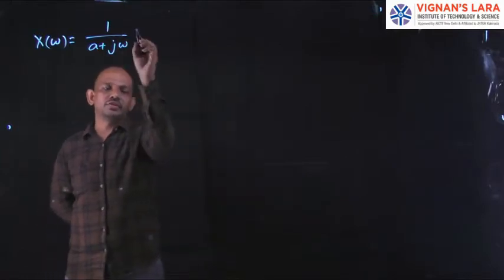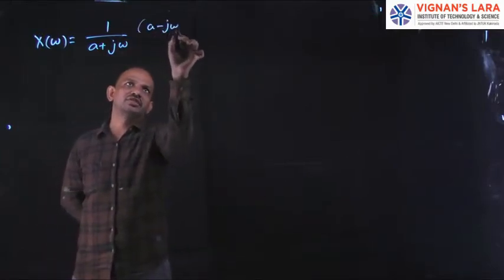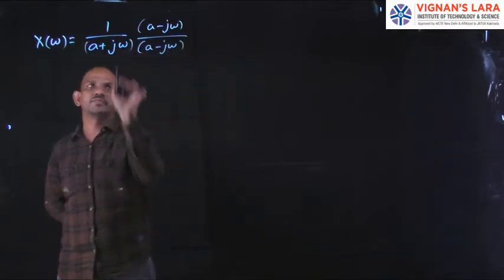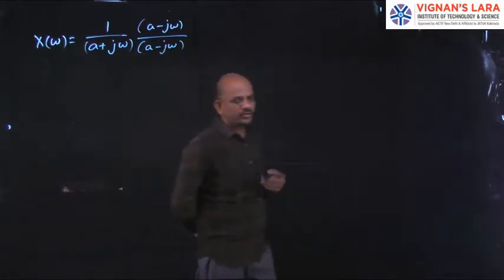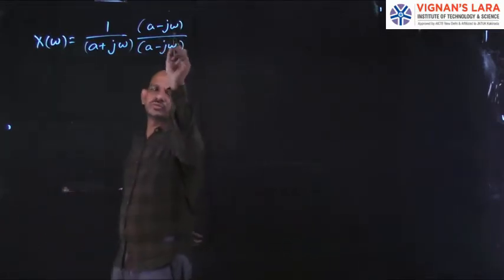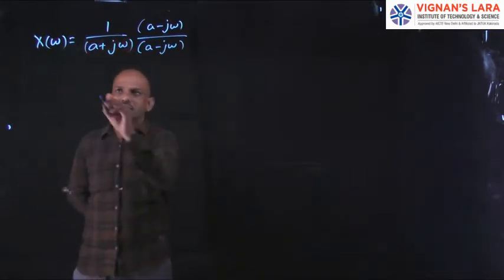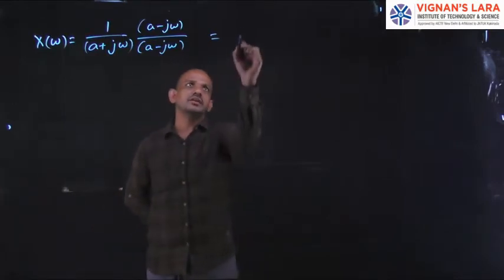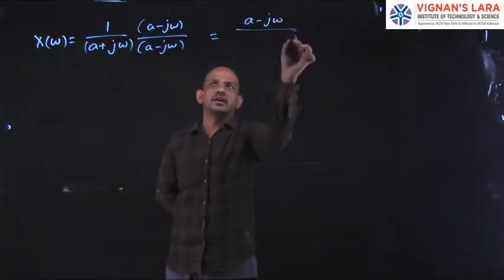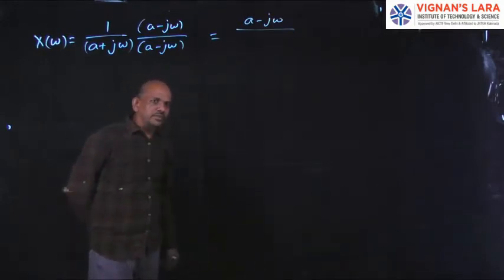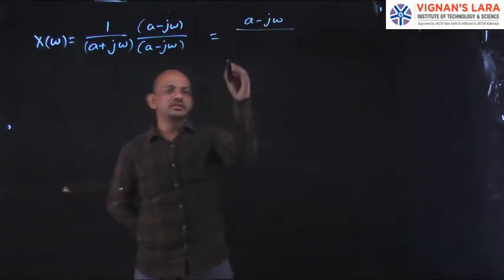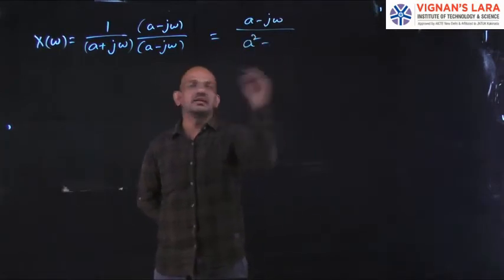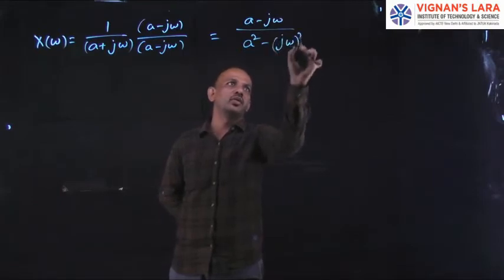So for the numerator I am multiplying with a minus j omega. In the same way, I am multiplying the denominator with a minus j omega. If I multiply with the same number with numerator and denominator, there will be no change because these two will get cancelled and I get the same value. So now that will be equal to, see, what will be the value of that one? Numerator is a minus j omega and denominator a plus b into a minus b, a square minus b square, that is a square minus j omega whole square.